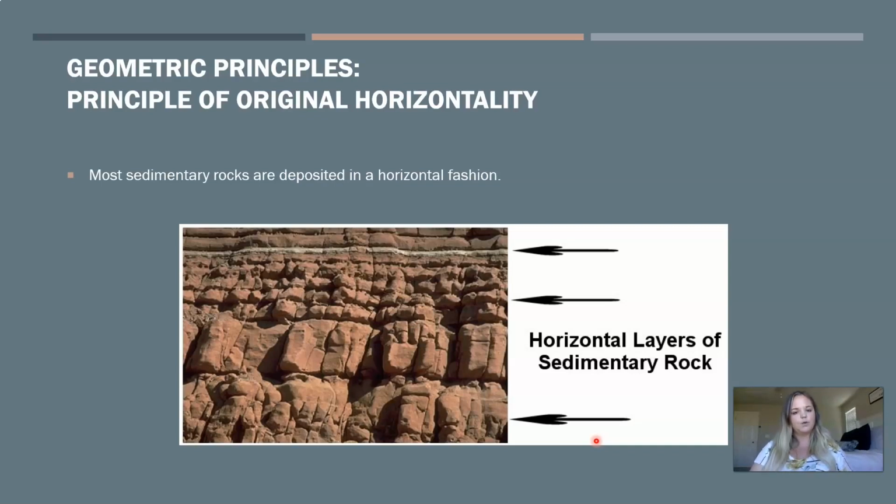If it's no longer horizontal, then something has happened to it, and we can surmise that something happened to it, like a tilting event, or it folded. That happened after its deposition. So the rock is older than the event. Okay?